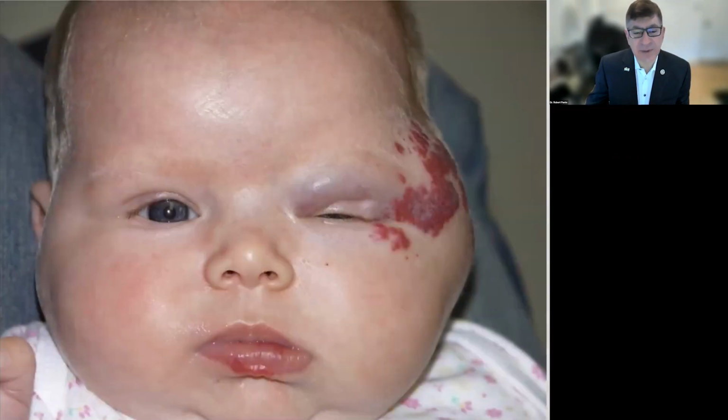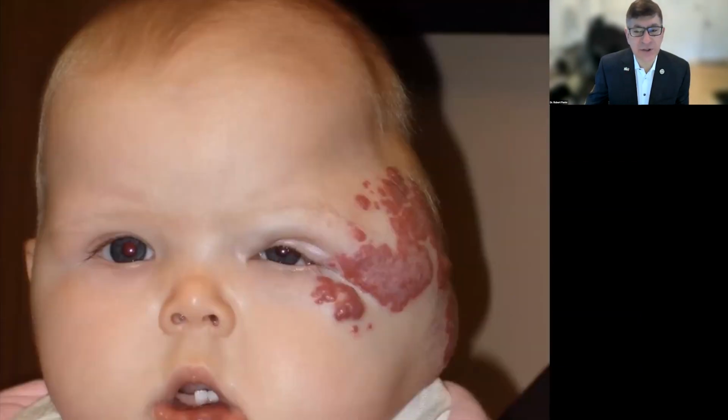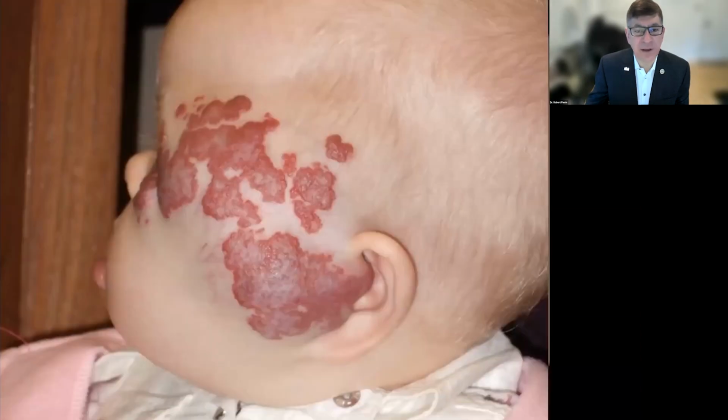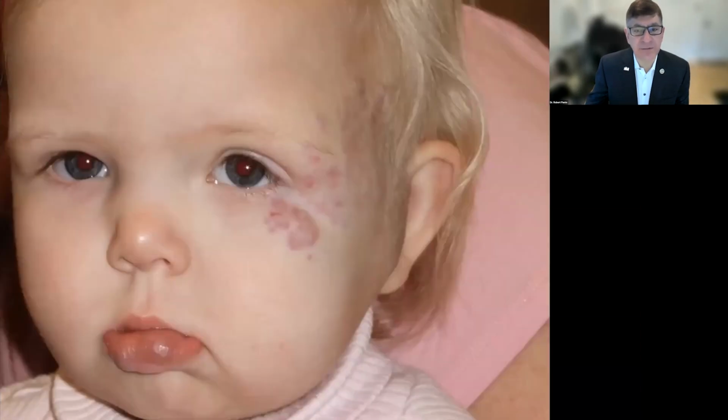Here's an example of a patient that I saw who was treated with systemic propranolol. Here you see a first presentation. After a few months of propranolol, you see it getting smaller and involuting over the course of the first year or two of this patient's life. Clearly a big advance in our treatment of this.